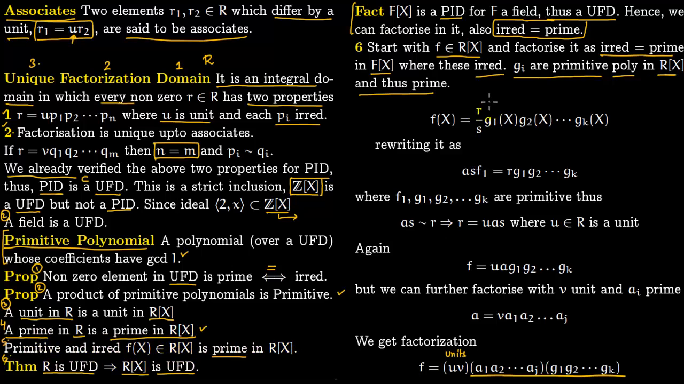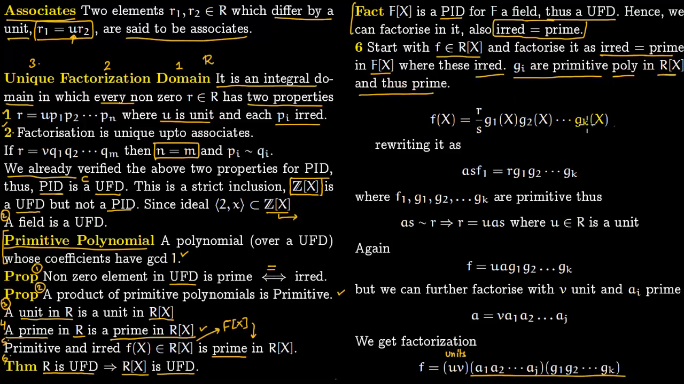So it might seem like we are moving from g_i in F of x to R of x, then how are they prime, because here it says primitive and irreducible in R of x is prime. Now this is because in the proof of the theorem we showed that you took this primitive and irreducible polynomial and passed on to a bigger ring F of x, and then when you came back to R of x, it was still prime. So these g_i will also be prime in R of x.